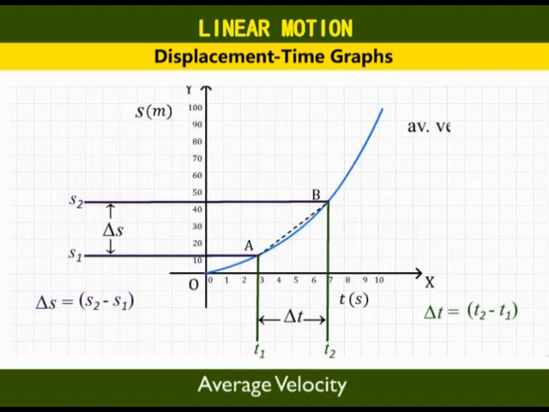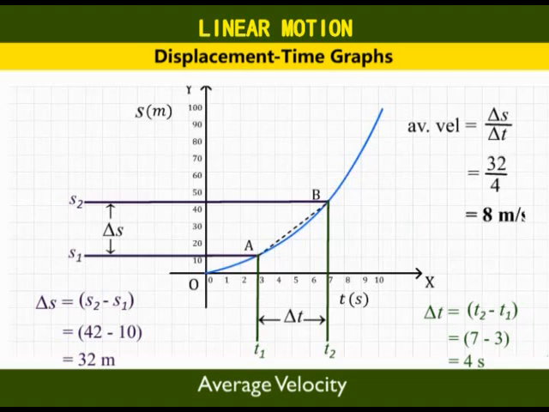The average velocity is the ratio of the change in position delta S to the time interval delta T in which the displacement occurs. In this case, delta S is equal to 42 minus 10 giving us 32 meters, and delta T is equal to 7 minus 3 giving us 4 seconds. So average velocity is equal to 32 meters over 4 seconds, giving us 8 meters per second.